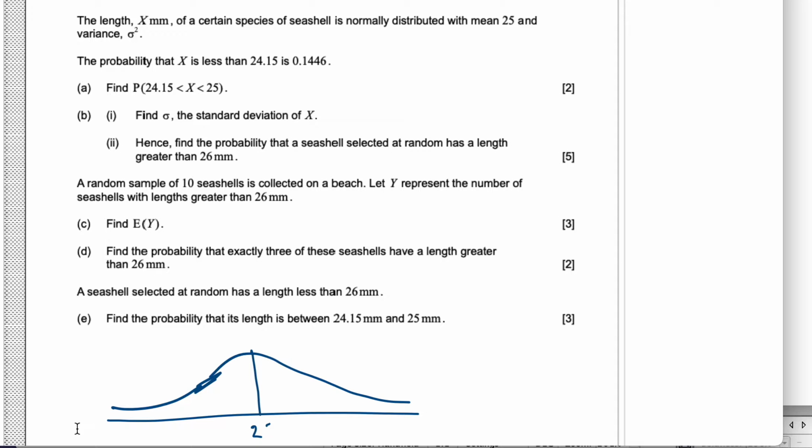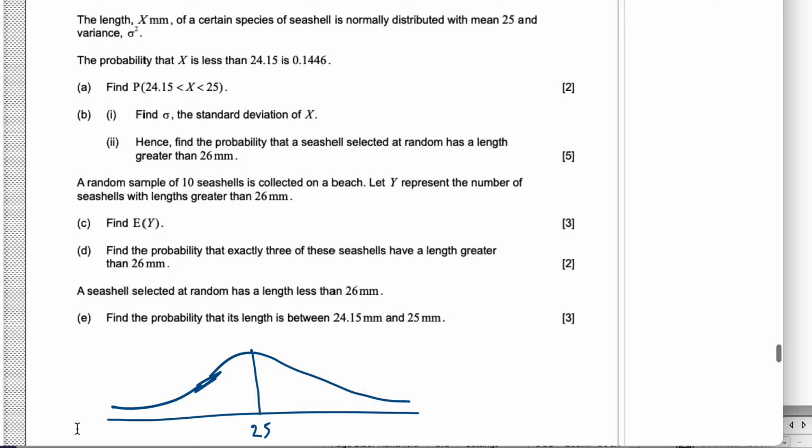So the mean is 25. And the probability that x is less than 24.15 is this. Okay, so I'm just going to arbitrarily put 24.15, and the probability of this area to the left of it is 0.1446. Okay, this diagram is not to scale. I just drew it as I thought best.